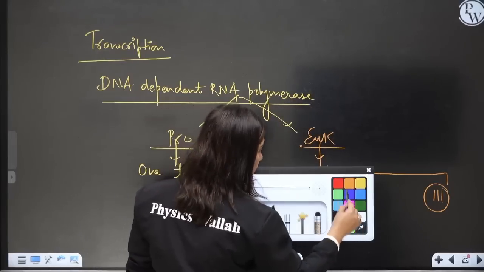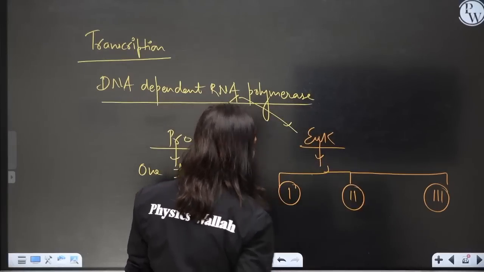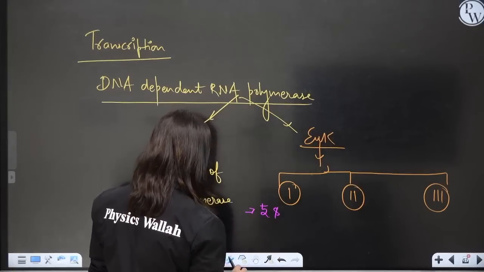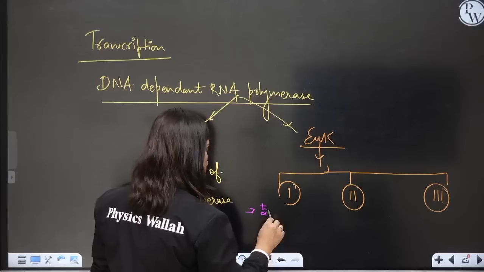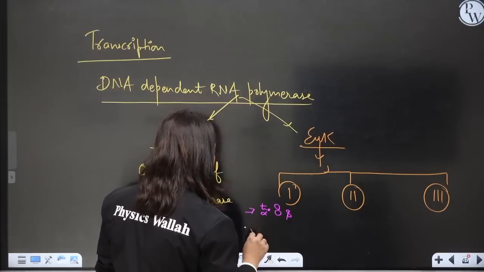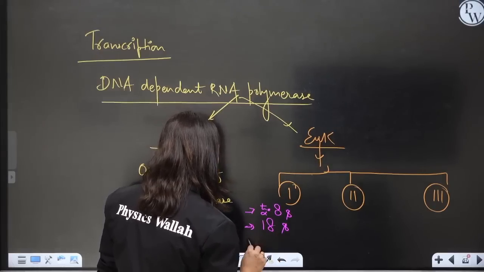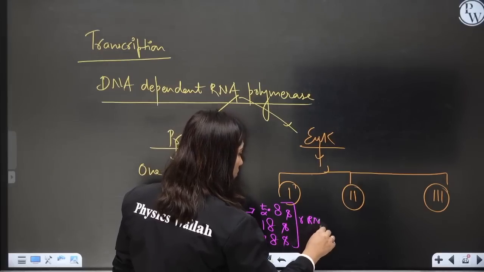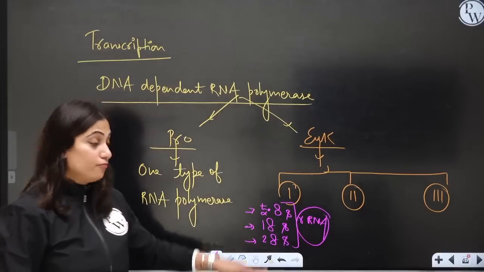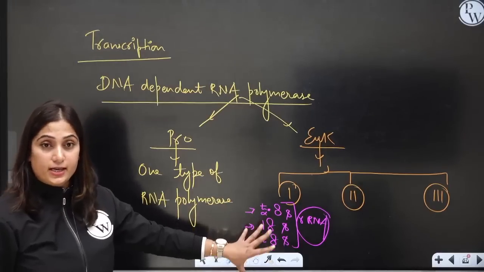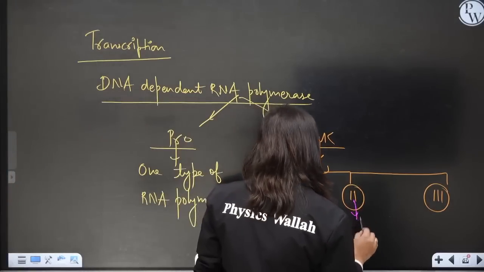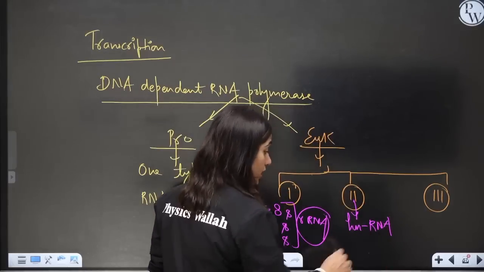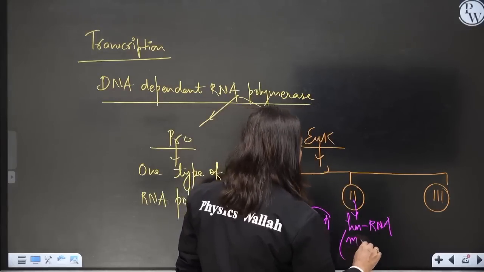RNA polymerase 1 is responsible for the formation of 5.8S, 18S, and 28S rRNA. RNA polymerase 2 is responsible for the formation of hnRNA. What is hnRNA? I'll just tell you. hnRNA is the childhood of mRNA, you can say.